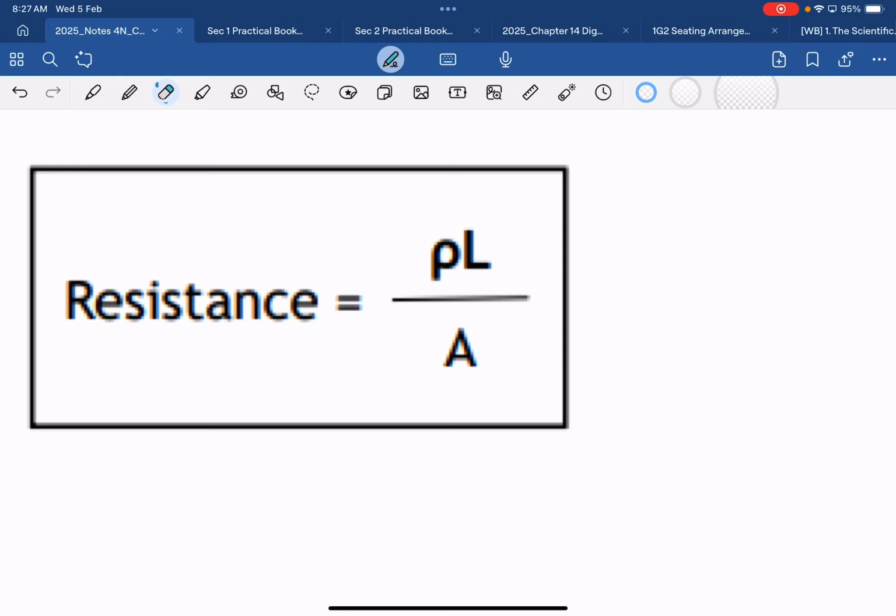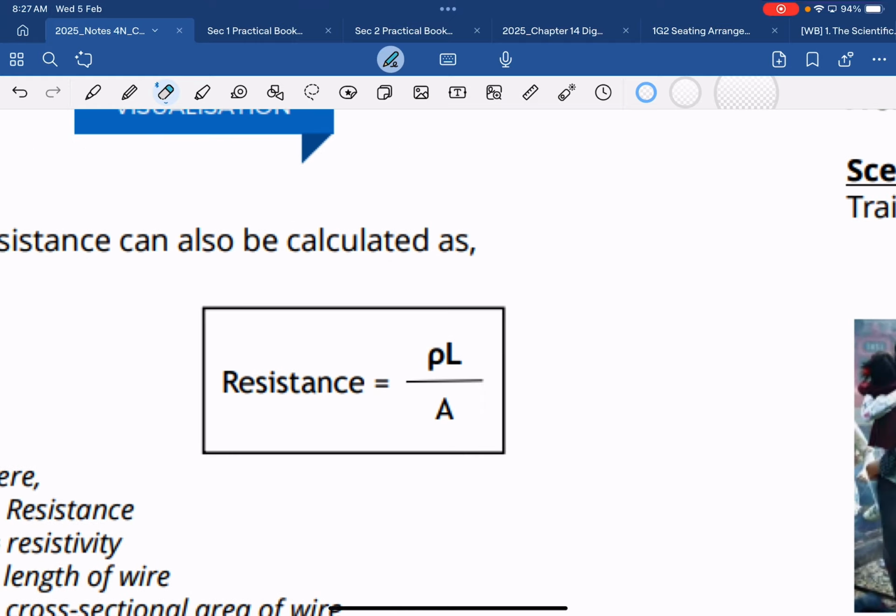See L, the capital L over there, is your length. Your A is your cross-sectional area. So the minute I say this first wire has this much resistance, made of copper, this length, this area, and the second wire is of the same material, the minute you see the words 'same material', you can simply remove this from the equation.